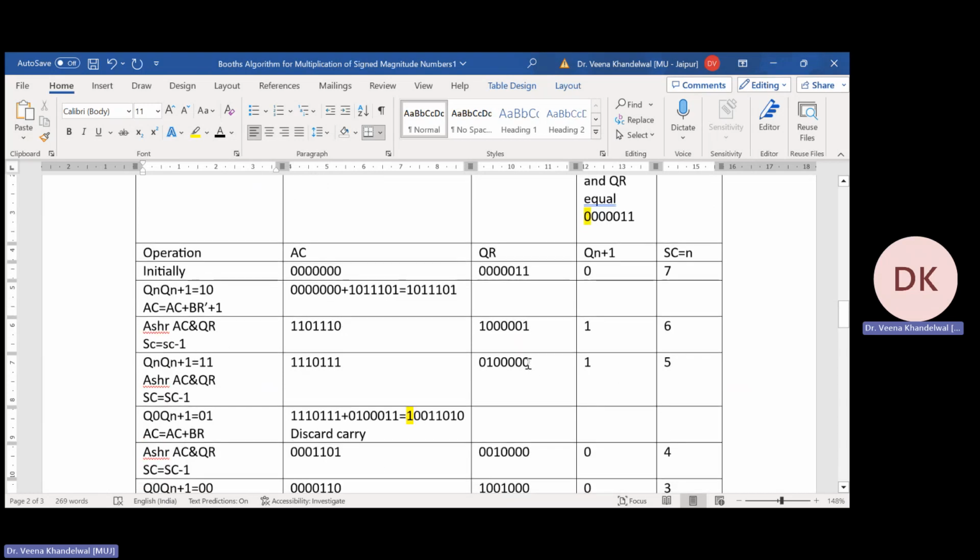Once again, we check the value of Qn and Qn plus 1. So this time it is 0 and 1. This is 0 and this is 1.